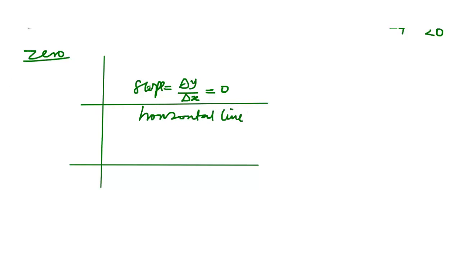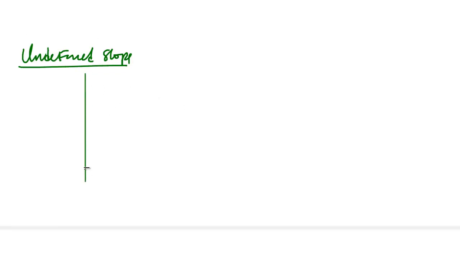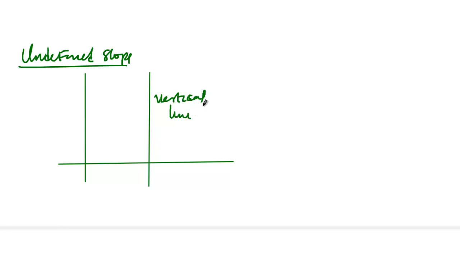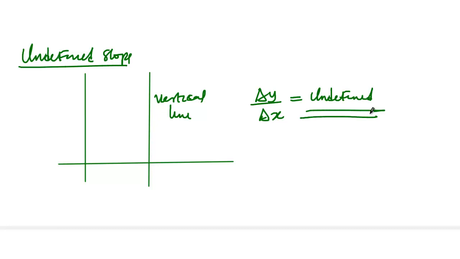Then after zero slope, we now have the undefined slope. When we say undefined slope, this is the kind of slope you have in a graph like this, where you have a vertical line. Your plotted points form a vertical line. In this case, your change in y over change in x is undefined. Undefined means that it cannot be determined.